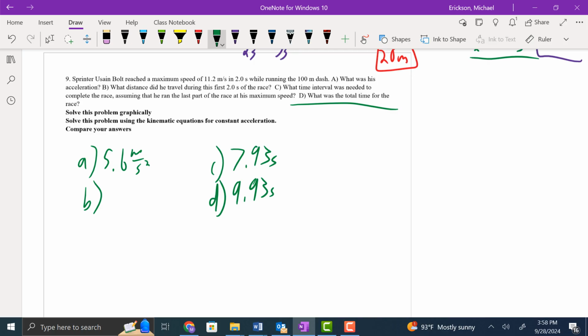And what was the last one? What distance did he travel in the first 2 seconds? It should be 11.2 meters. So if you get this, you're good to go. Draw a graph, use the equations, whatever you need. This is probably one you want the graph for.